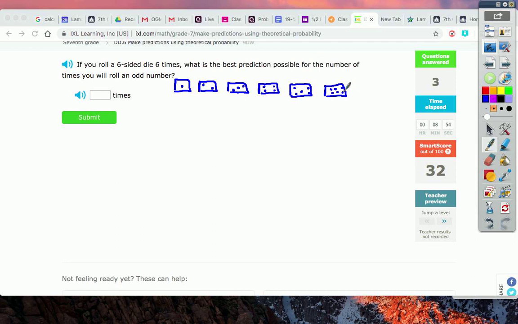1 is an odd number. 2 is an even number. 3 is an odd number. 4 is an even number. 5 is an odd number. 6 is an even number. What is the probability, if I were to roll it one time, of landing on an odd number? 1/2. That's how we got 3 out of 6, which is equal to 1/2.